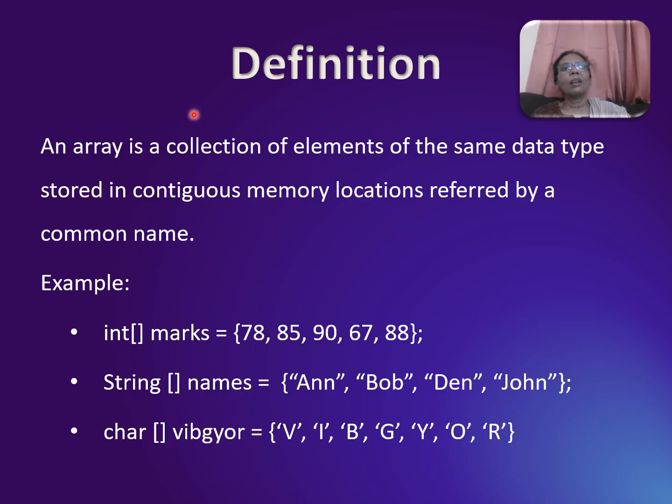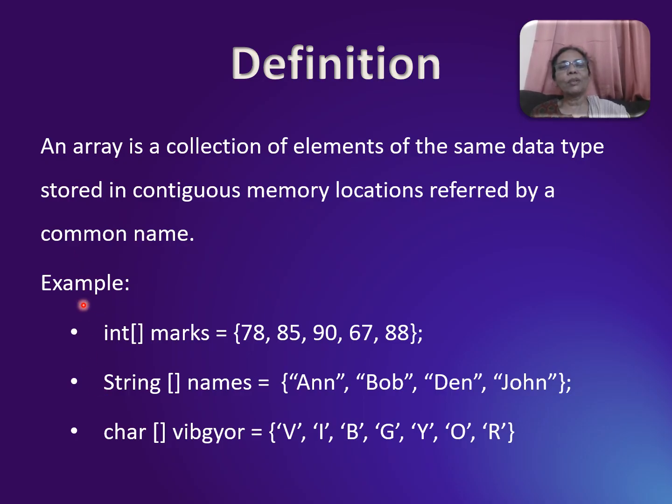Definition. An array is a collection of elements of the same data type stored in contiguous memory locations, referred to by a common name. So there are 3 points. The first point is the data must be of the same type. Second, it should be stored in continuous memory locations. And third, it is referred to by a common name. So these are 3 key points for defining an array.